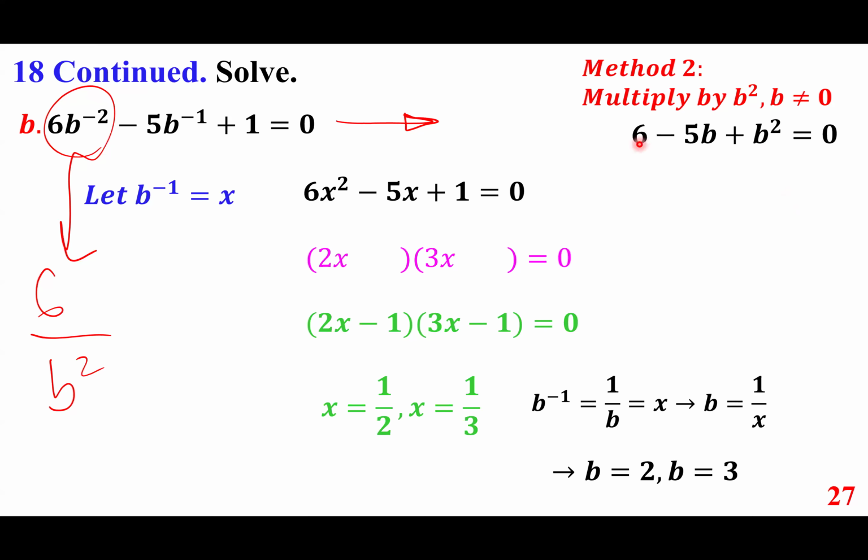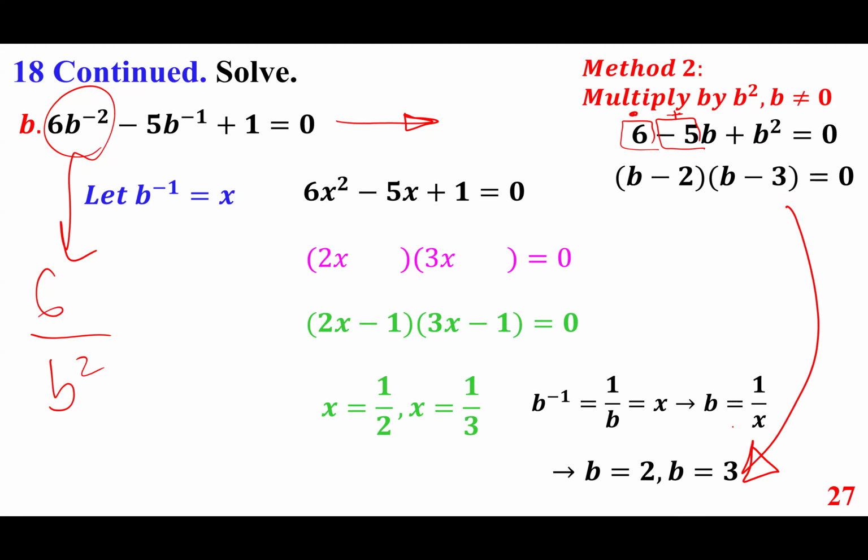Then you want two numbers. The product is -6. The sum is -5. Those are -2 and -3. That's exactly what we got here. Now, again, I just wanted you to be exposed to both methodologies, and you choose the one that works best for you. Substitution method, multiplication of both sides by b squared. It's important to make a point that b can't be 0, okay? B can't be 0.